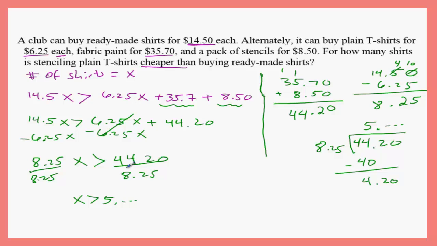If you substitute 5 in here, if you have 5 shirts, the ready-made will still cost more than this. But if you have more than 5, if x equals 6, and that's the final answer, if you substitute 6 here, this means the plain t-shirts will be cheaper than the ready-made t-shirts. The final answer is 6. Work well.